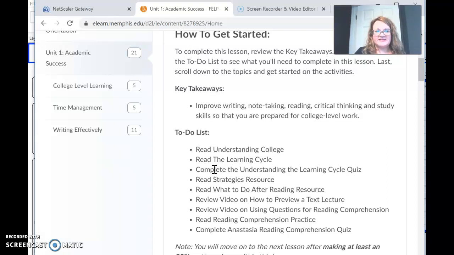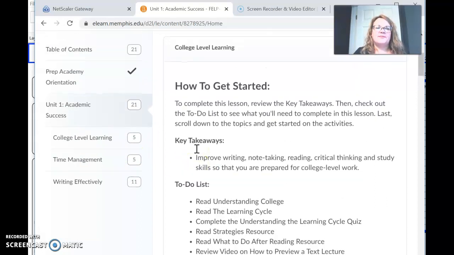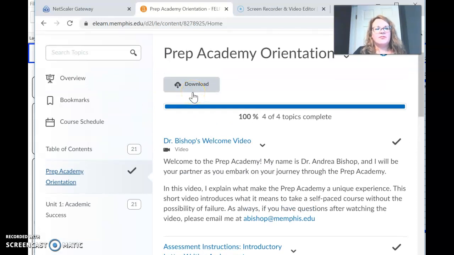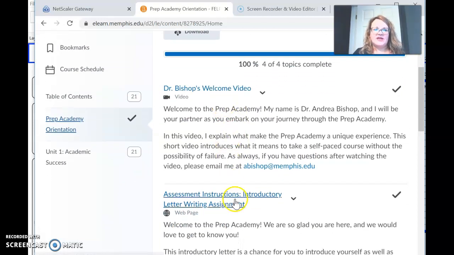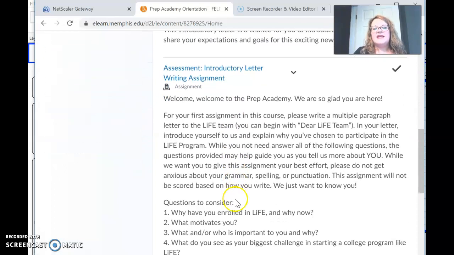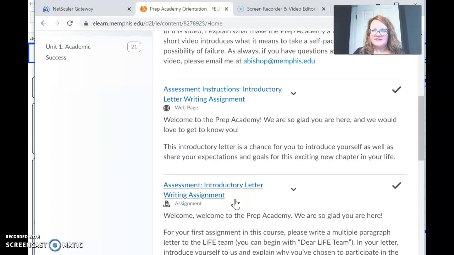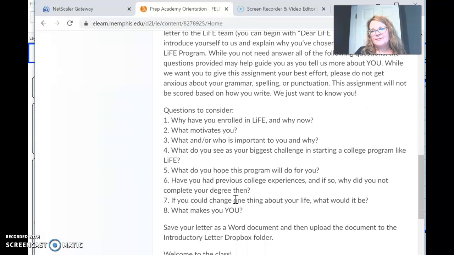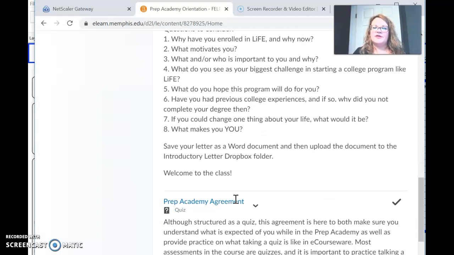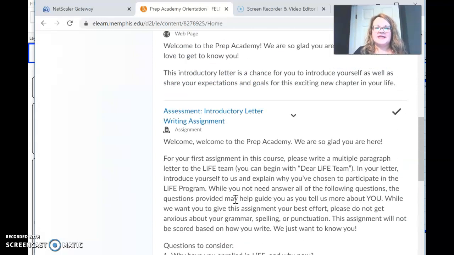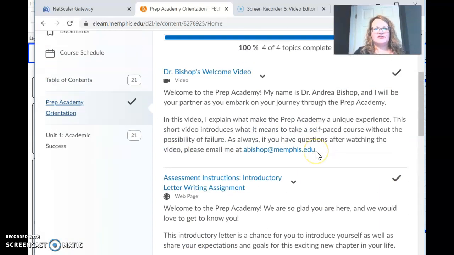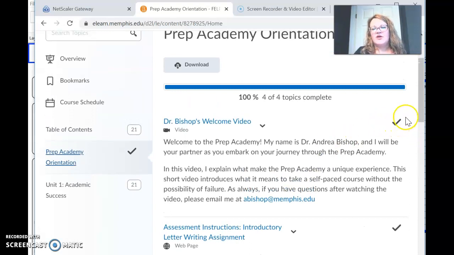So for example, if your student logged in and saw all of these, the Prep Academy orientation and the introductory letter assignment, if they didn't actually click on these and do the assignments, then the next module would not open up for them. So that's basic knowledge that you need and that they need. When they complete something, they get a friendly little check mark next to it. And so the goal is to have all check marks in all modules.